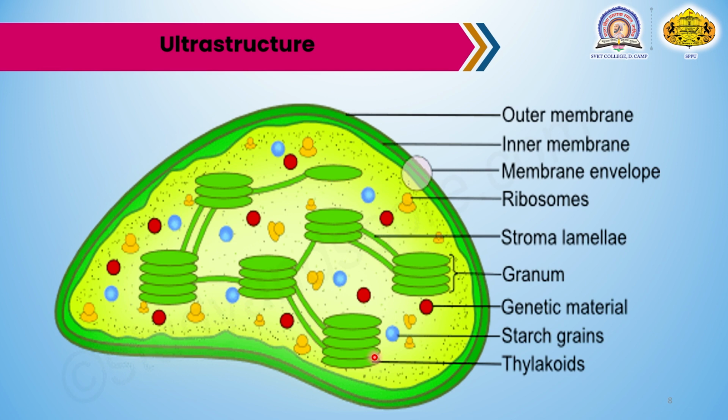The outer surface of these thylakoids is in contact with the stroma, and the inner surface encloses an intrathylakoid space. There may be 40 to 80 grana in this thylakoid membrane, which are contained in the matrix of this chloroplast.